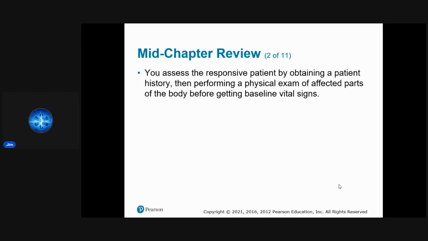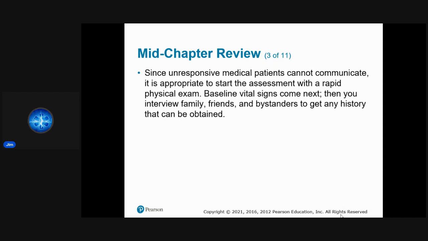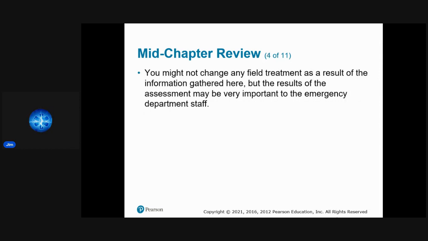You assess the response of the patient by obtaining patient history, then perform a physical exam of the affected body parts before getting baseline vitals. Since unresponsive medical patients cannot communicate, it's appropriate to start the assessment with a rapid physical exam. Baseline vital signs come next, then interview the family, friends, and bystanders to get a history, just as I stated. You might not change any field treatment as a result of information gathered here, but the results of the assessment may be very important to the emergency staff, right?